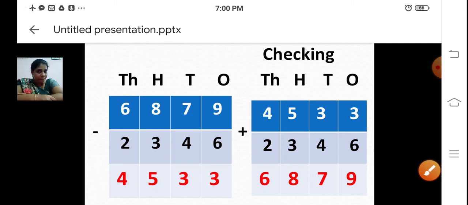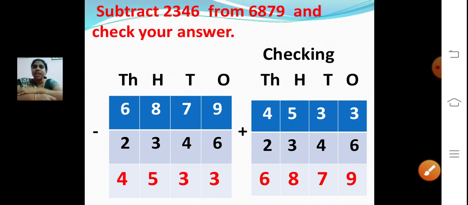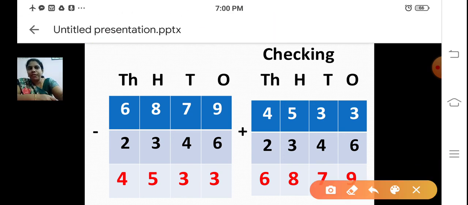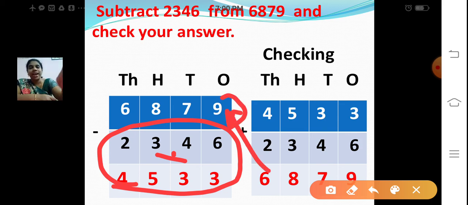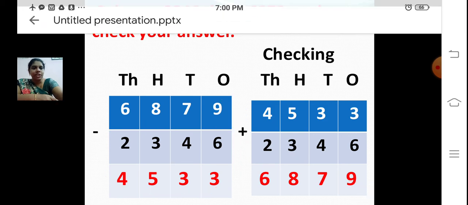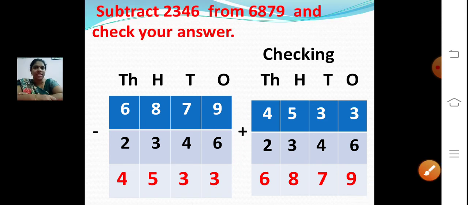So first we have to do subtraction. How to check your answer? You're going to add the difference to the subtrahend. You're going to add these two numbers so that you will get the minuend. If both the numbers are the same, your answer is correct. So you know how to do checking, right?